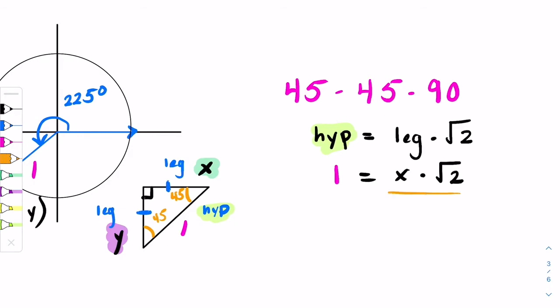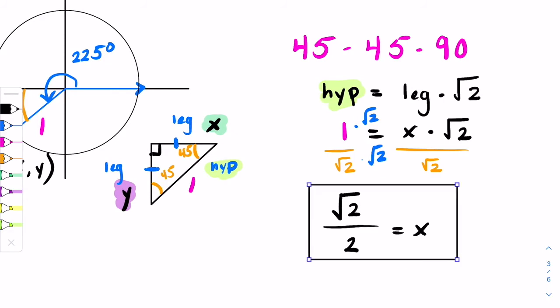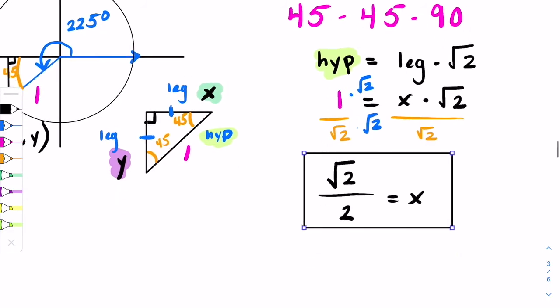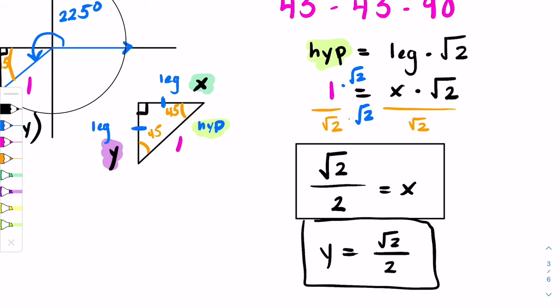If you solve for x, you're dividing both sides by the square root of 2. And just remember right here that you cannot have a square root in the denominator, so I need to multiply the numerator and the denominator by the square root of 2, giving me the square root of 2 over the square root of 4, which is 2. And that's equal to x. So recall that x and y are congruent, they are equal to each other. So if the square root of 2 over 2 is equal to x, then the square root of 2 over 2 is also equal to y.